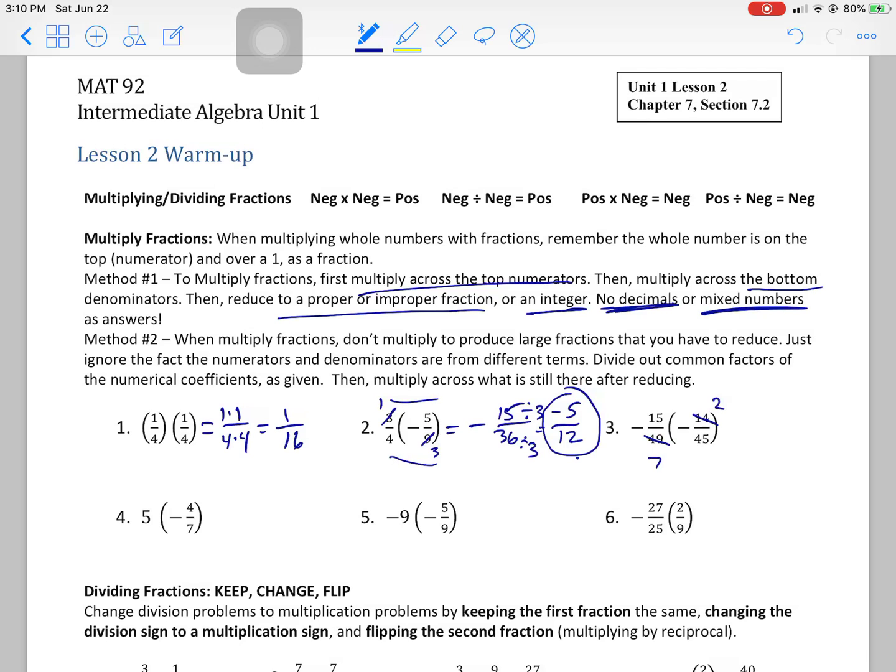And it doesn't matter, it's not the same term. This is the same as -15 times -14 over 49 times 45. Feel free to just cross it out, as long as it's the numerator from the denominator, it doesn't matter, it's not the same term. Take the 5 out of the 15 and get a 3. Take a 5 out of the 45.